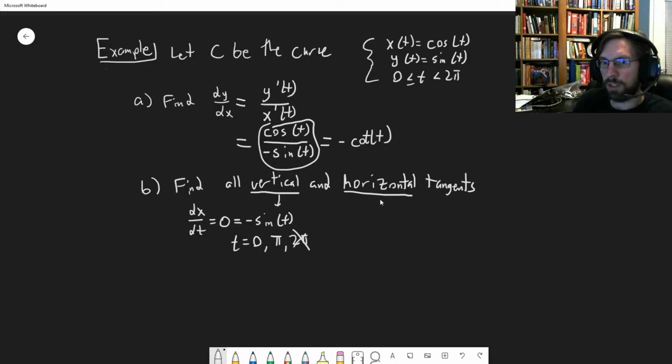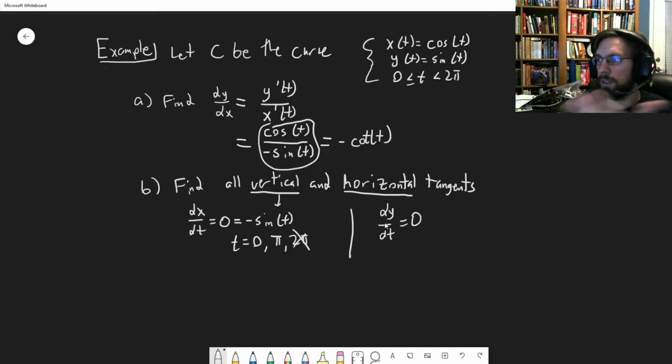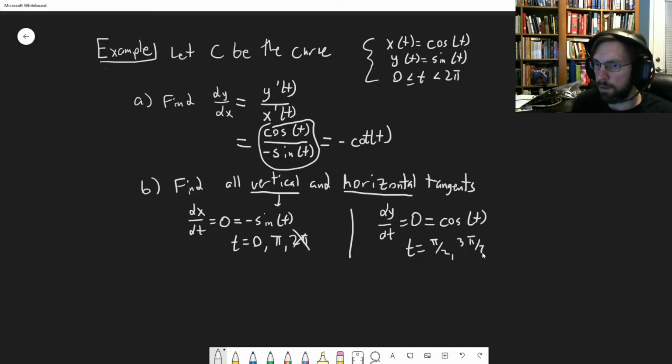And we have our horizontal tangents when dy dt is 0, because that would be the numerator. So we just multiply through by the denominator, and so it happens when dy dt is 0, so this would be cosine t. And that means t equals pi over 2 and 3 pi over 2.